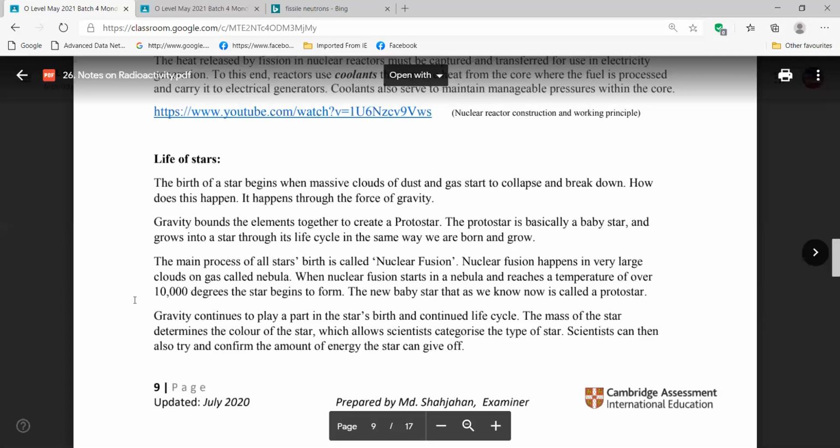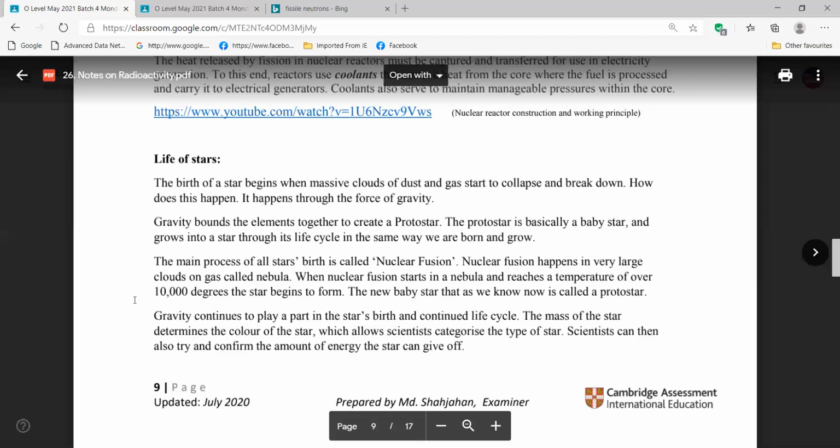And it grows into a star through its life cycle, in the same way we are born and grow. The main process of all stars' birth is called nuclear fusion. The nuclear fusion happens in a very large cloud of gas called a nebula. When nuclear fusion starts in a nebula and reaches a temperature of 10,000 degrees, the star begins to form. The new baby star, as we know now, is called a protostar.